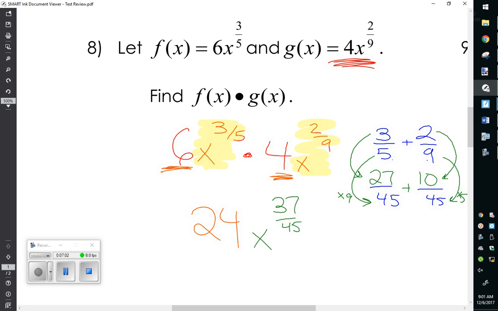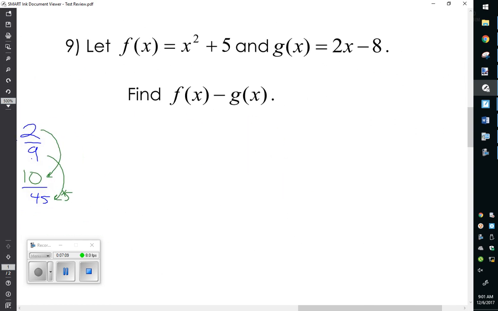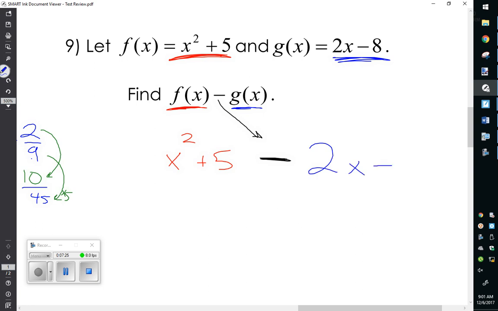Last one is an easy one. We've done it in pretty much the last 3 chapters. It might just look a little bit different. On number 9, I'm taking f of x minus g of x. So I'm going to write down f of x, x squared plus 5, minus. So I'm going to put a minus sign in the middle. G of x. So I'm going to write down g of x, 2x minus 8.